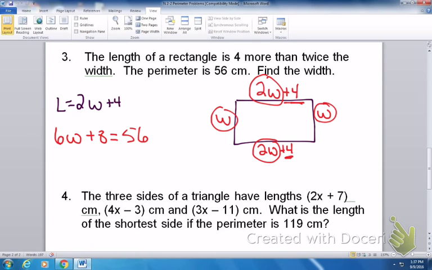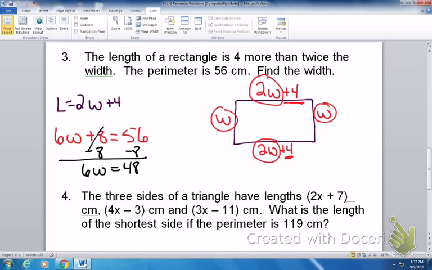Now in this one it just says find the width, so when we finish solving this one, we're going to have our answer. So the first thing I want to do is get every number away from that W I can. I'm going to subtract 8 from both sides. Now on the left I have 6W equals 56 minus 8 is 48.